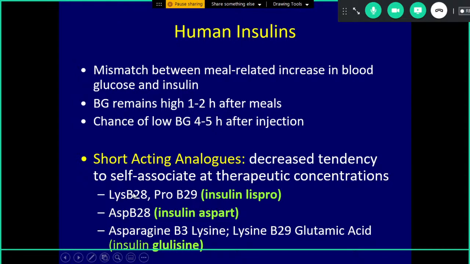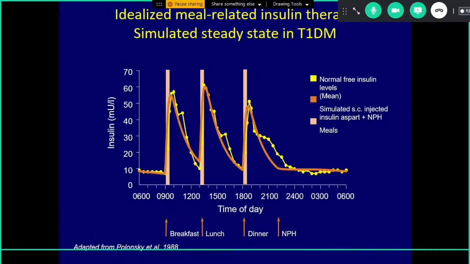There is Lispro, in which they have switched lysine with proline, which prevents this. There is insulin aspart, in which they've replaced aspartate at position 28. There's glulisine. Again, these are variations of one amino acid or two amino acids. And with that, you will find that this is a bit of an over-representation, but it's a reasonably good rise and a reasonably good fall. I don't think it's as good as normal, but it's better than what you see in regular insulin.